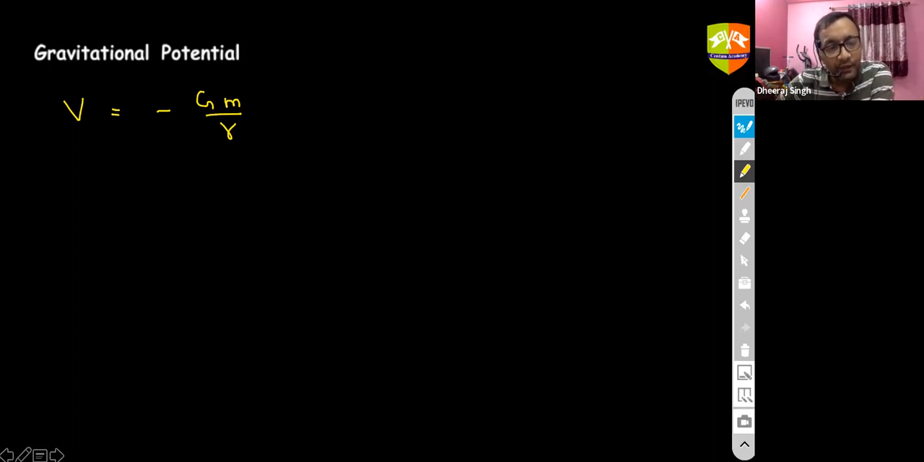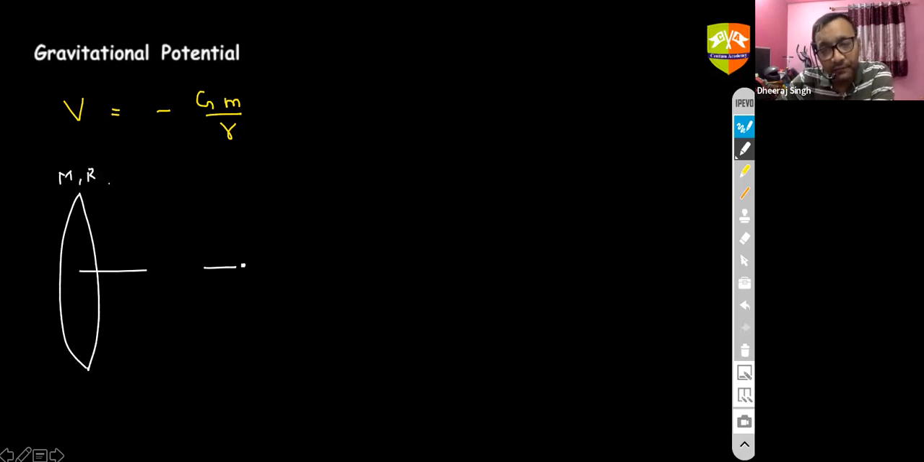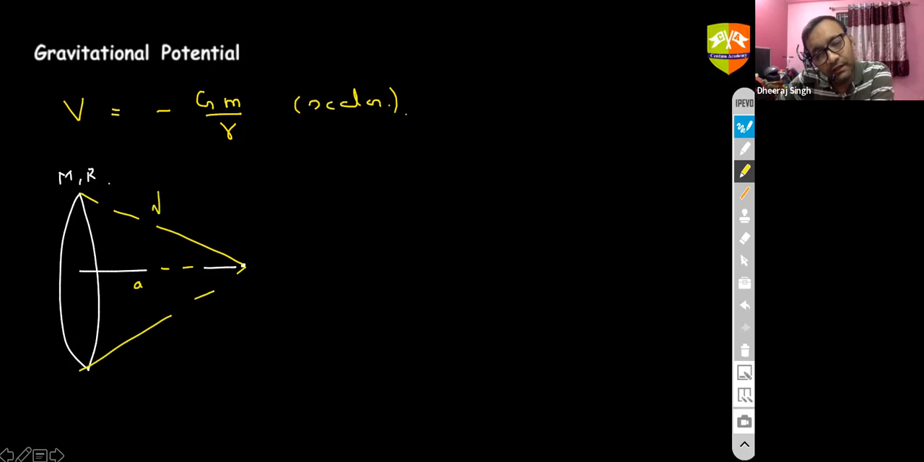So for example, for a ring of mass m and radius r, at this distance, what would the potential be? It's a scalar quantity, just like electrostatic potential. All the masses are at a fixed distance, which is the square root of r squared plus a squared. So the potential is minus GM divided by root over r squared plus a squared.